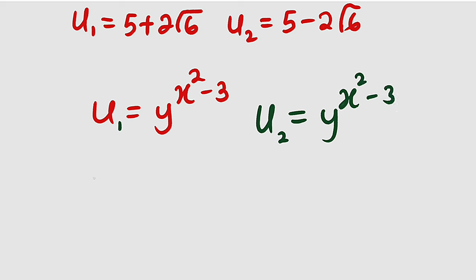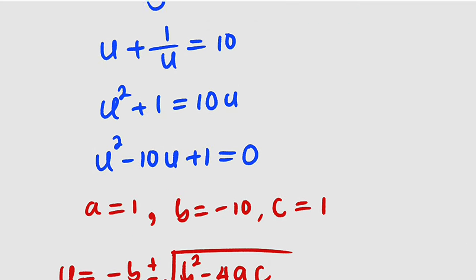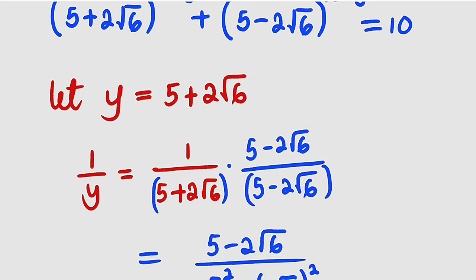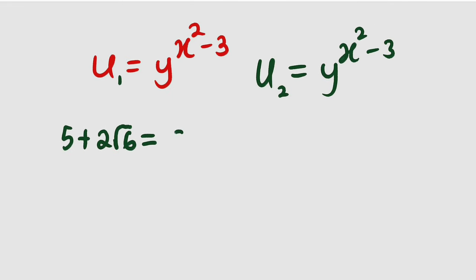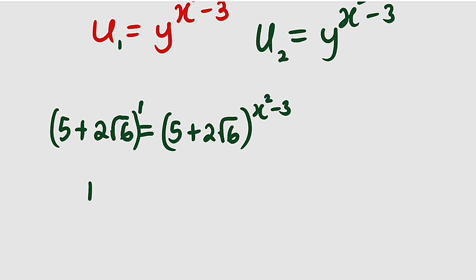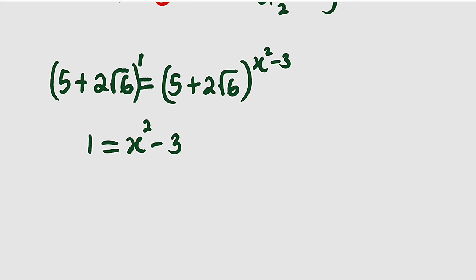So starting with u1, u1 is 5 plus 2 root 6, equal to, what is the value of y? Remember, we have declared y to be something else. Y is equal to 5 plus 2 root 6. But since y has an exponent of x squared minus 3, let me take it down a little bit. And the left hand side can be raised to the power of 1. Since the bases are the same, the exponents have to be the same, which means that 1 is equal to x to the power of 2 minus 3. Or you can say x squared minus 3 is equal to 1.